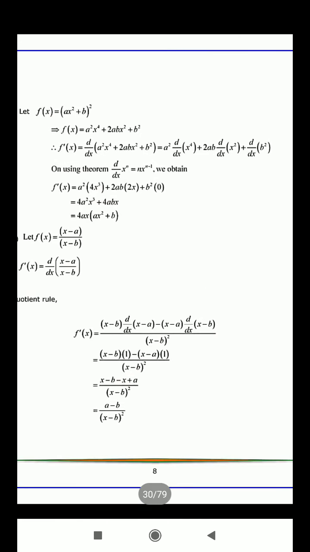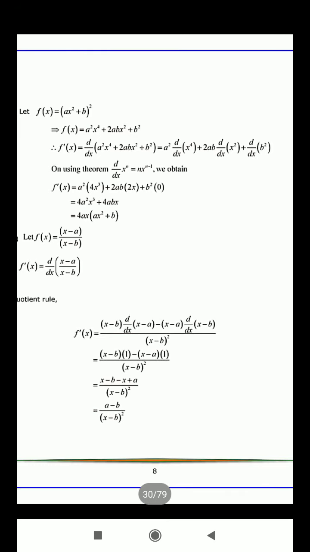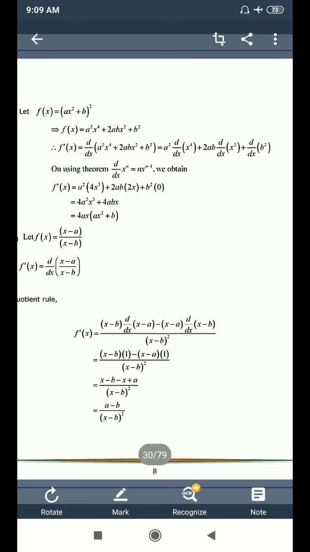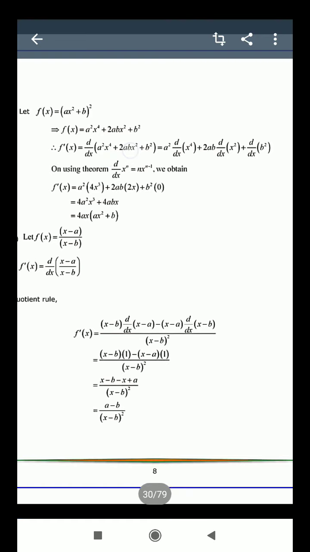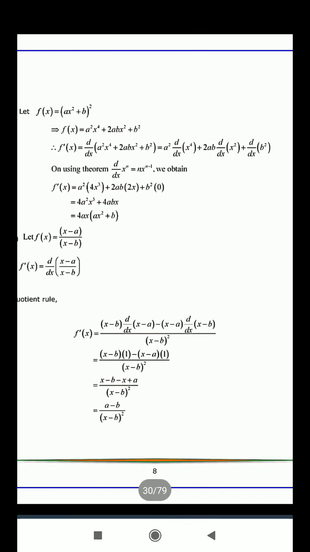(x square plus b) whole square. You just open the bracket, it will be equal to a square x^4 plus 2ab x square plus b square. We'll differentiate it. So there are a total of 3 terms. We'll write the derivative of this. So a square we will take outside, it is a constant, and derivative of x^4. In this, twice ab we will take outside and derivative of x square, and third, derivative of b square. So over here d over dx of x^4 is 4x cube.